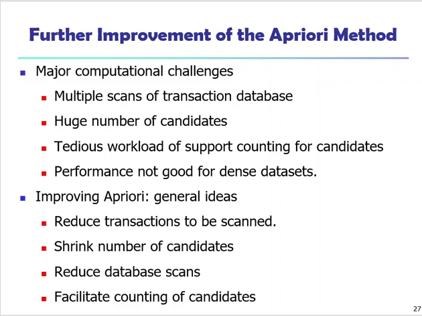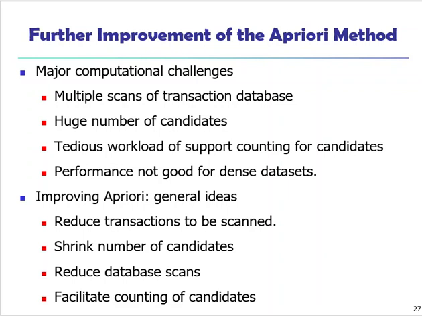So the Apriori algorithm for association rule mining has major computational challenges. We have noted that it needs multiple scans of the transaction database, which is often huge. We know that the itemsets can generate a huge number of candidates, and there is the tedious workload of support counting for candidates. For every iteration, you have to count every candidate across all the transactions there are.